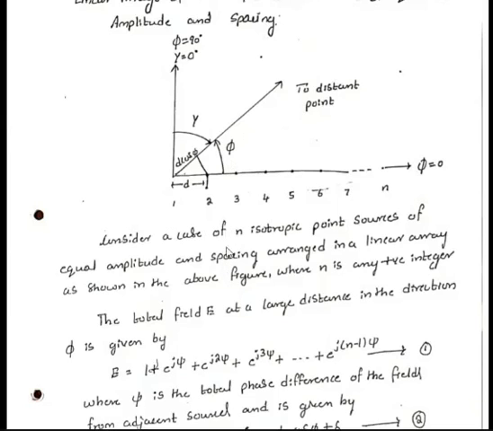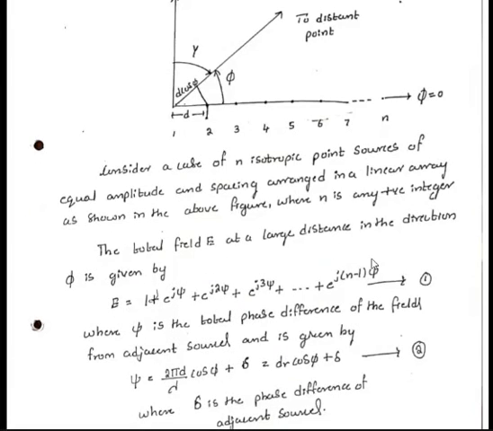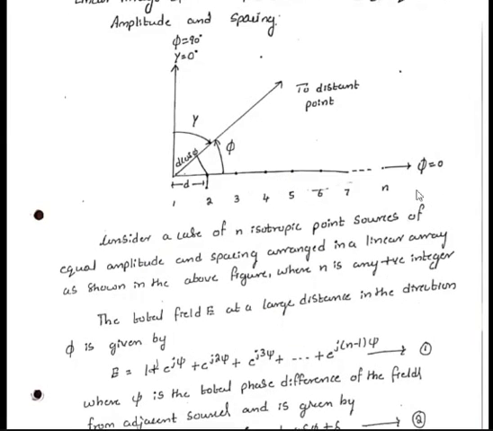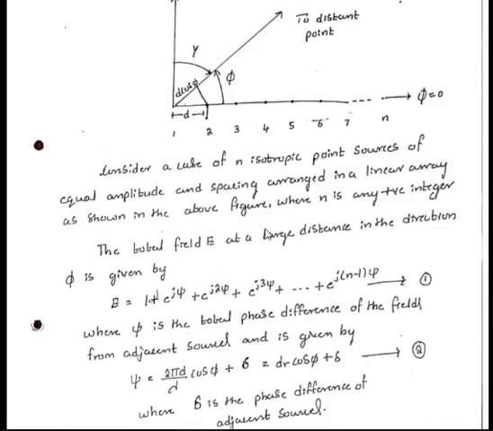Let us consider a case where isotropic point sources of equal amplitude and spacing are arranged linearly, as shown in the figure, where n is any positive integer. So what is exactly the total field that we are going to get at a large distance in the direction of phi? That we have to calculate. In the figure, phi equal to 0 is here, and here phi is equal to 90. At a distant point, in the direction phi, we have to calculate the total field generated by these n number of isotropic point sources.